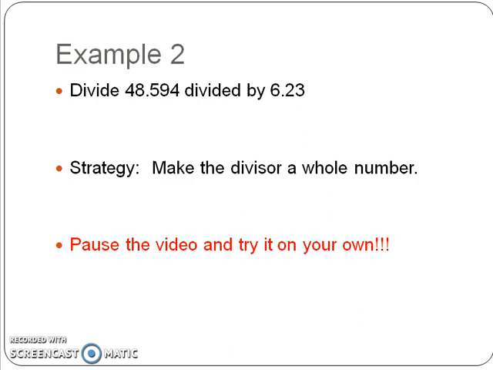You're going to divide 48 594 thousandths by 6 2300ths. First thing that you're going to do and the strategy that you're going to use is make that divisor a whole number. You got to be fair and do the same thing to the dividend. If you move it twice in the divisor, you got to move it twice in the dividend. I want you to pause the video and try it on your own.